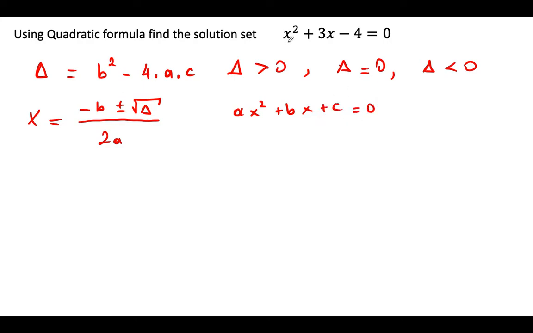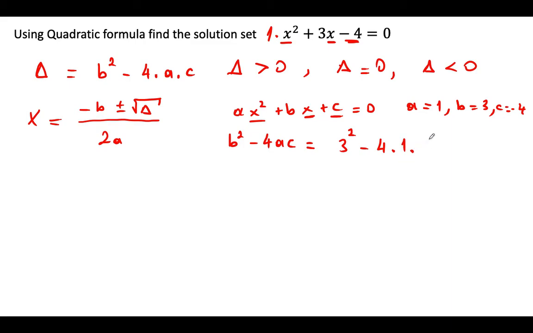Now, in our formula and in our question, when we look at x squared and x squared, the coefficient of x squared is 1, so in our question a is 1. Before x, we have b, which in our question is 3. And the constant term, c, is equal to negative 4. So if we use b squared minus 4ac, it will be 3 squared minus 4 times 1 times negative 4. So 9, negative and negative will be positive, 4 and 4, 16, which is equal to 25. Since 25 is greater than 0, we have two real roots.